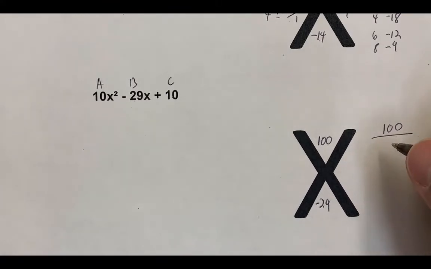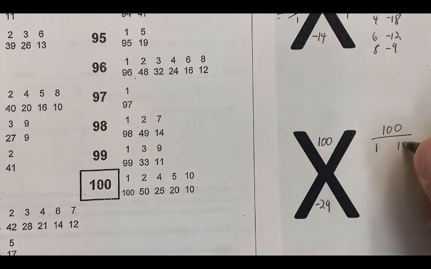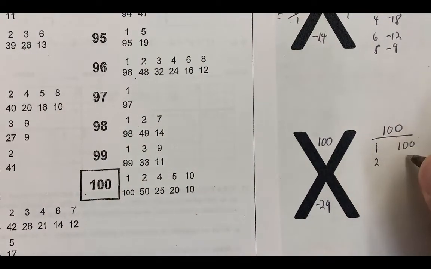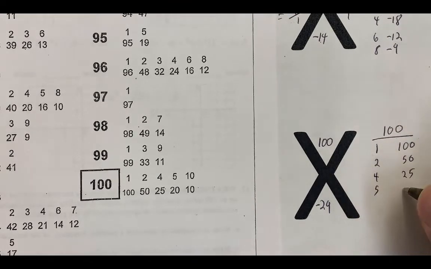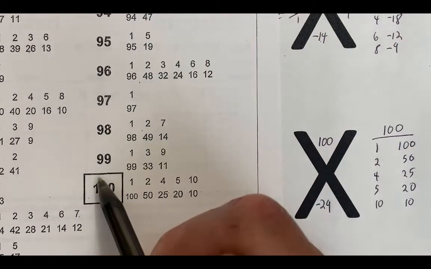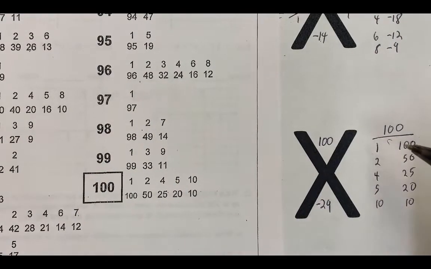What are my factors of 100? Factor sheet comes in to save the day again. 1 and 100, 2 and 50, 4 and 25, 5 and 20, and 10 and 10, because 100's a perfect square. Hey, notice there's a square around 100, and 100's a perfect square. That's interesting.